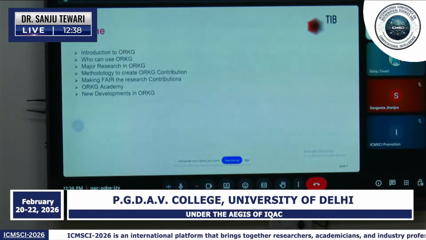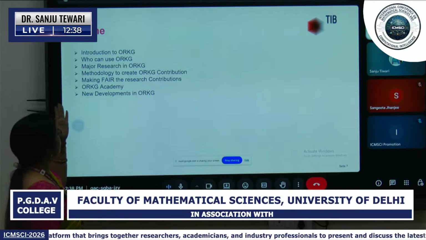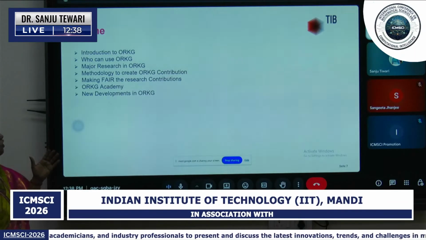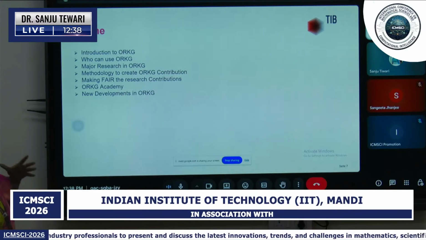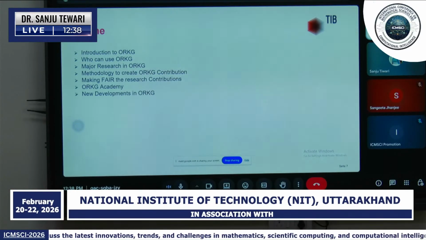So these are the outlines of what I am going to cover today. Introduction to Open Research Knowledge Graph, who can use Open Research Knowledge Graph, major research in Open Research Knowledge Graph, what methodology and what is the FAIR principle, and some other new developments with the Open Research Knowledge Graph.